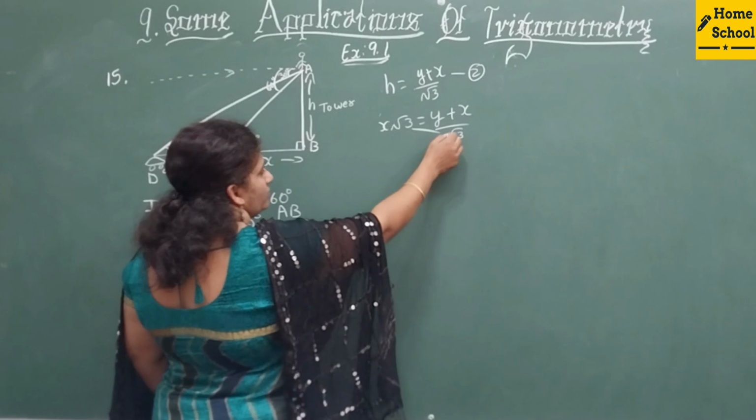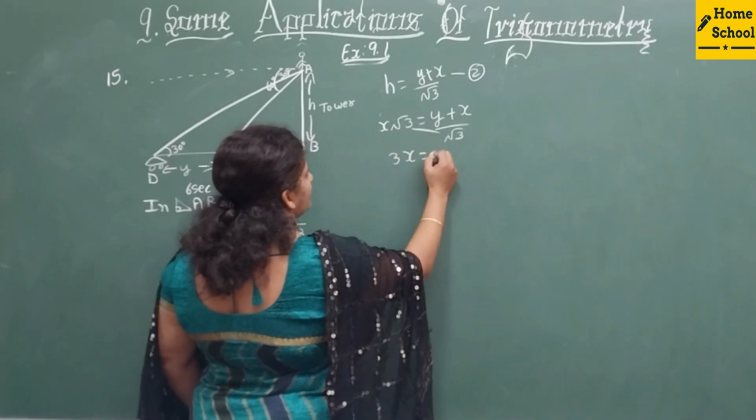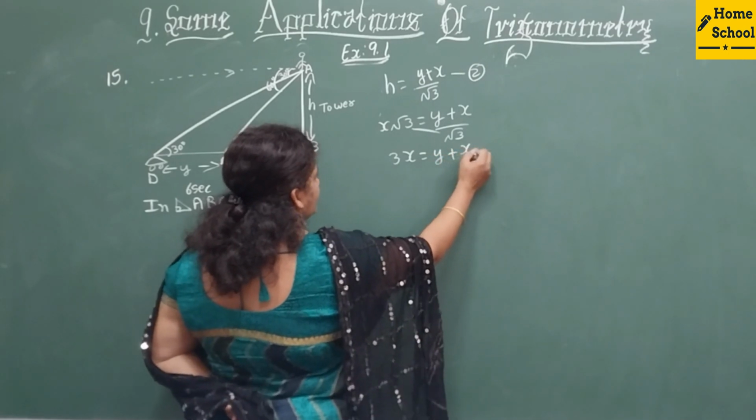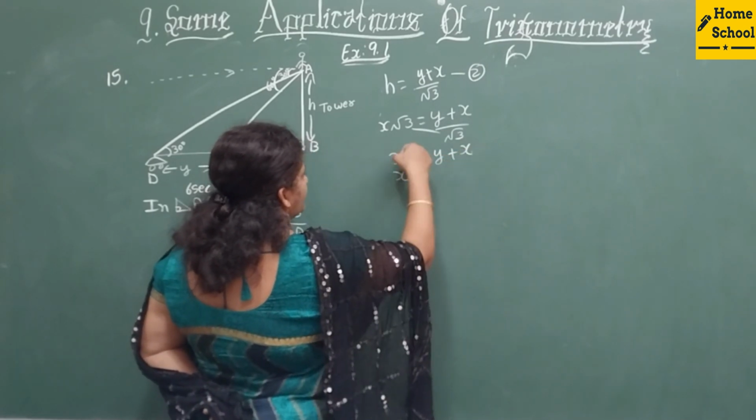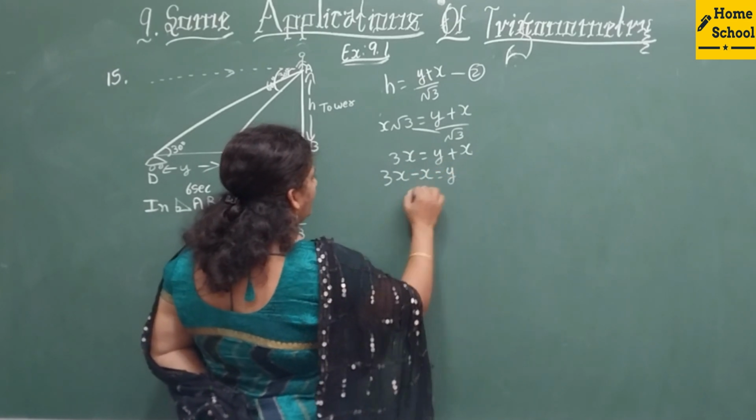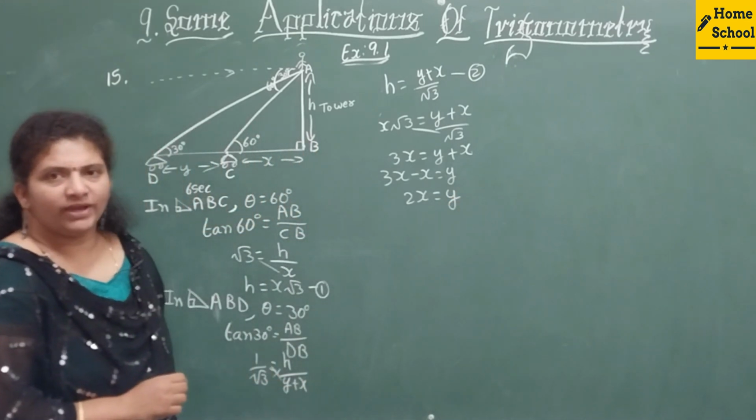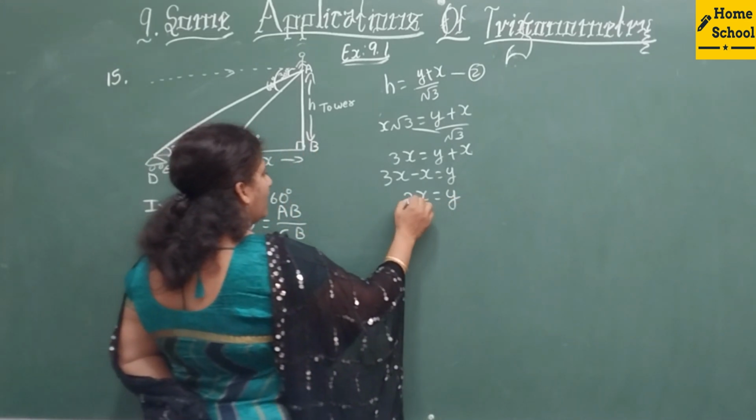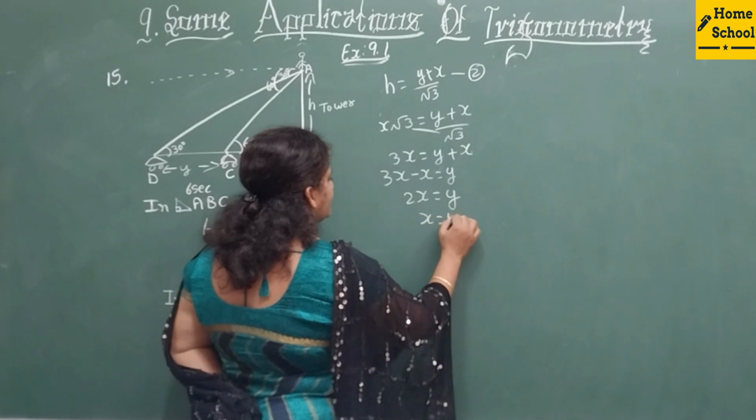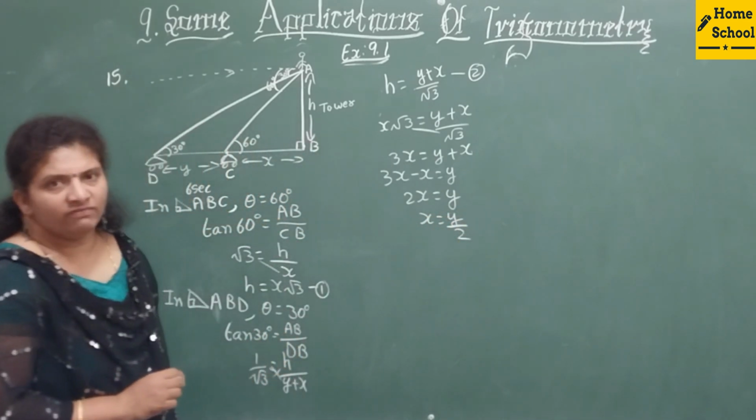So cross multiply, root 3 into root 3 will be 3x is equal to y plus x. X bring this side. 3x minus x is equal to y. 2x is equal to y. And this 2 send other side, x is equal to y by 2.